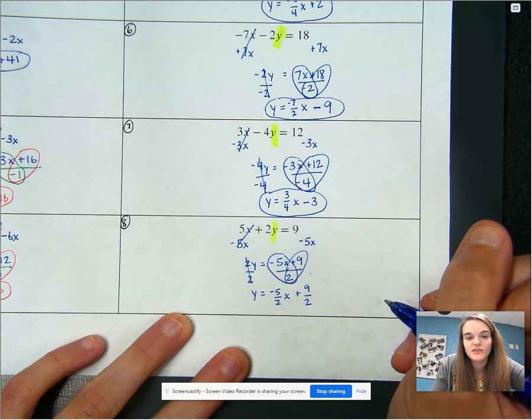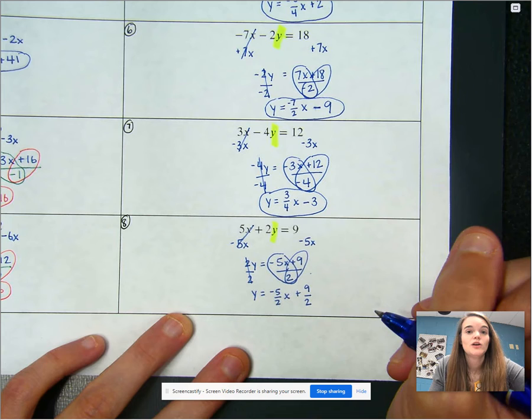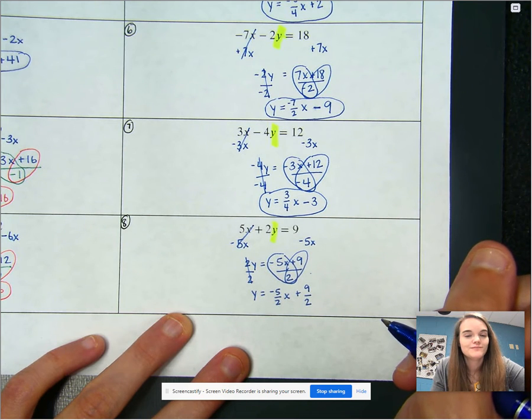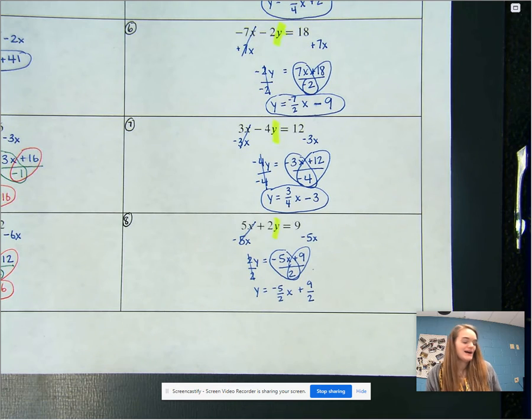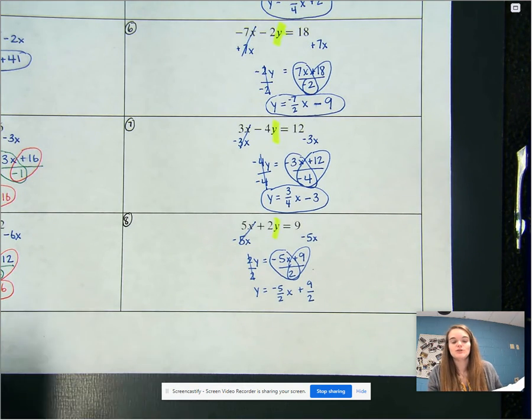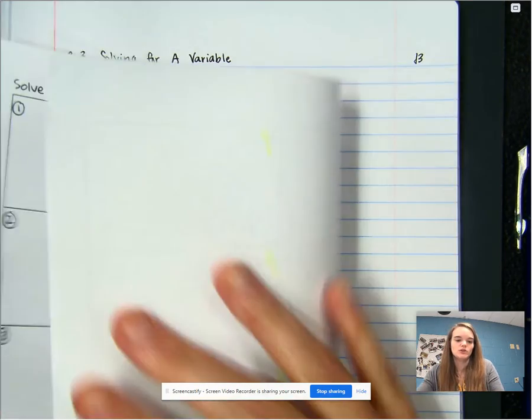You are folding this in half. You are gluing this in your notebook on page 13. You are asking me for help if you need it. It is your job to let me know you need help. I have no idea if you need help if you're watching this video. Fold in half, glue on 13.